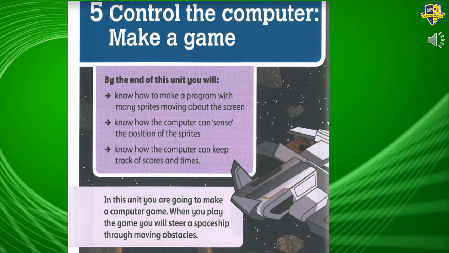So as I told you in the last ICT session, Scratch is a programming language that gives instructions to the computer on what to do. So that's why we are going to control the computer by giving different programs in Scratch and creating our animations. So let's see by the end what we are going to learn from this unit. By the end of this unit, you will know how to make a program with many sprites moving about the screen. Number 2, know how the computer can sense the position of the sprites. Number 3, know how the computer can keep track of scores and times.